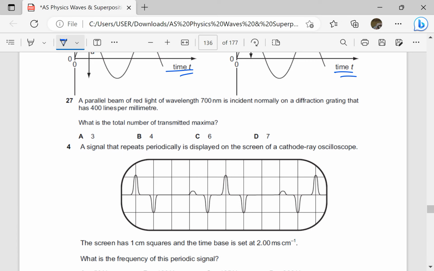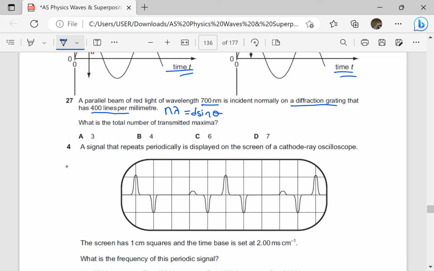A parallel beam of red light of wavelength 700 nanometers is incident normally on a diffraction grating that has 400 lines per millimeter. What is the total number of transmitted maxima? Remember, it is a diffraction grating. At this point, we know that for a diffraction grating, n lambda is equal to d sine theta.